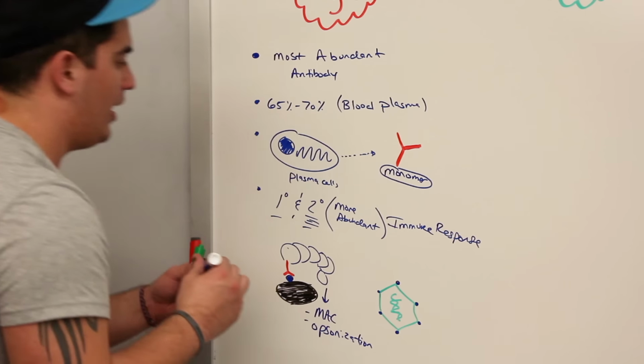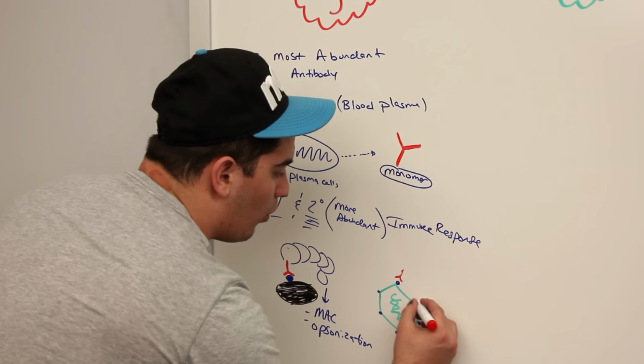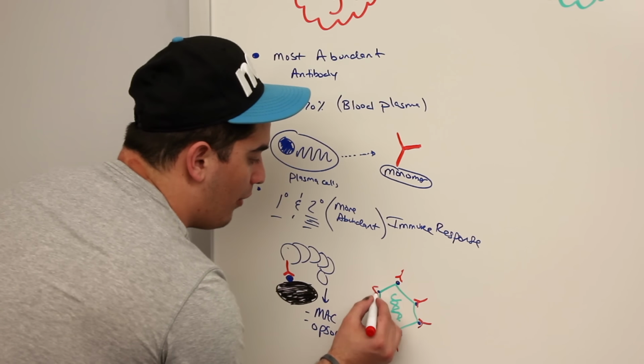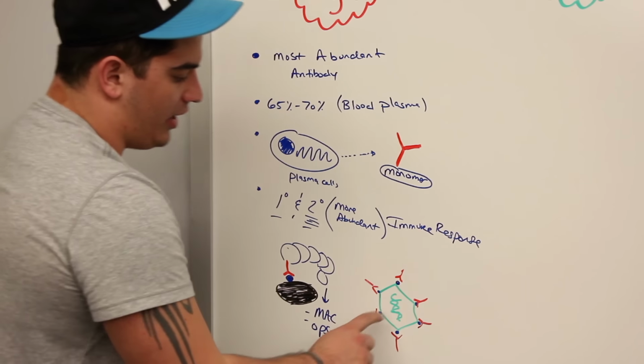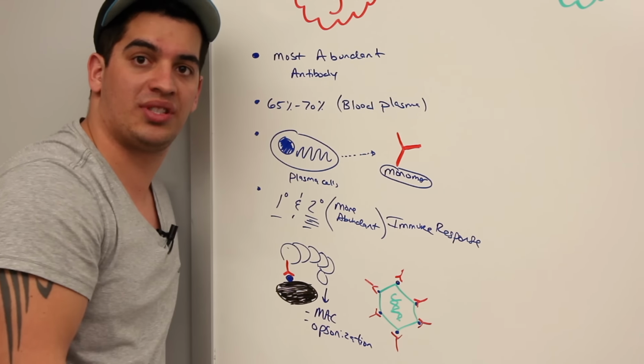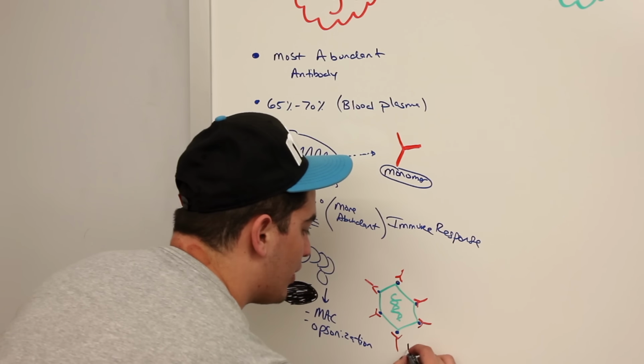What can happen is those IgG antibodies can bind to every one of these antigens. And whenever they bind to these, this virus can no longer come and bind to an actual host cell, so it can't infect it. What is that called? That's called neutralization.